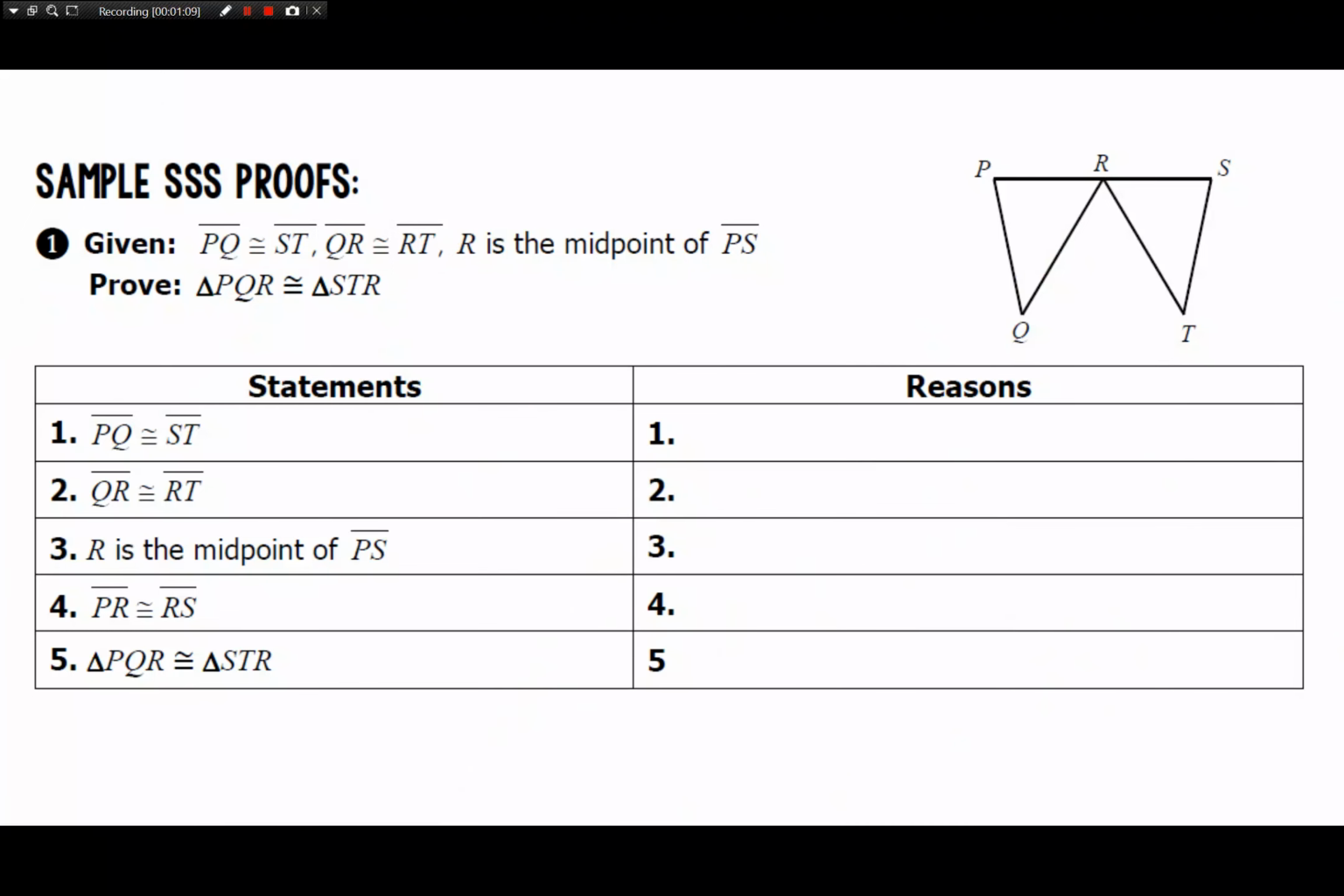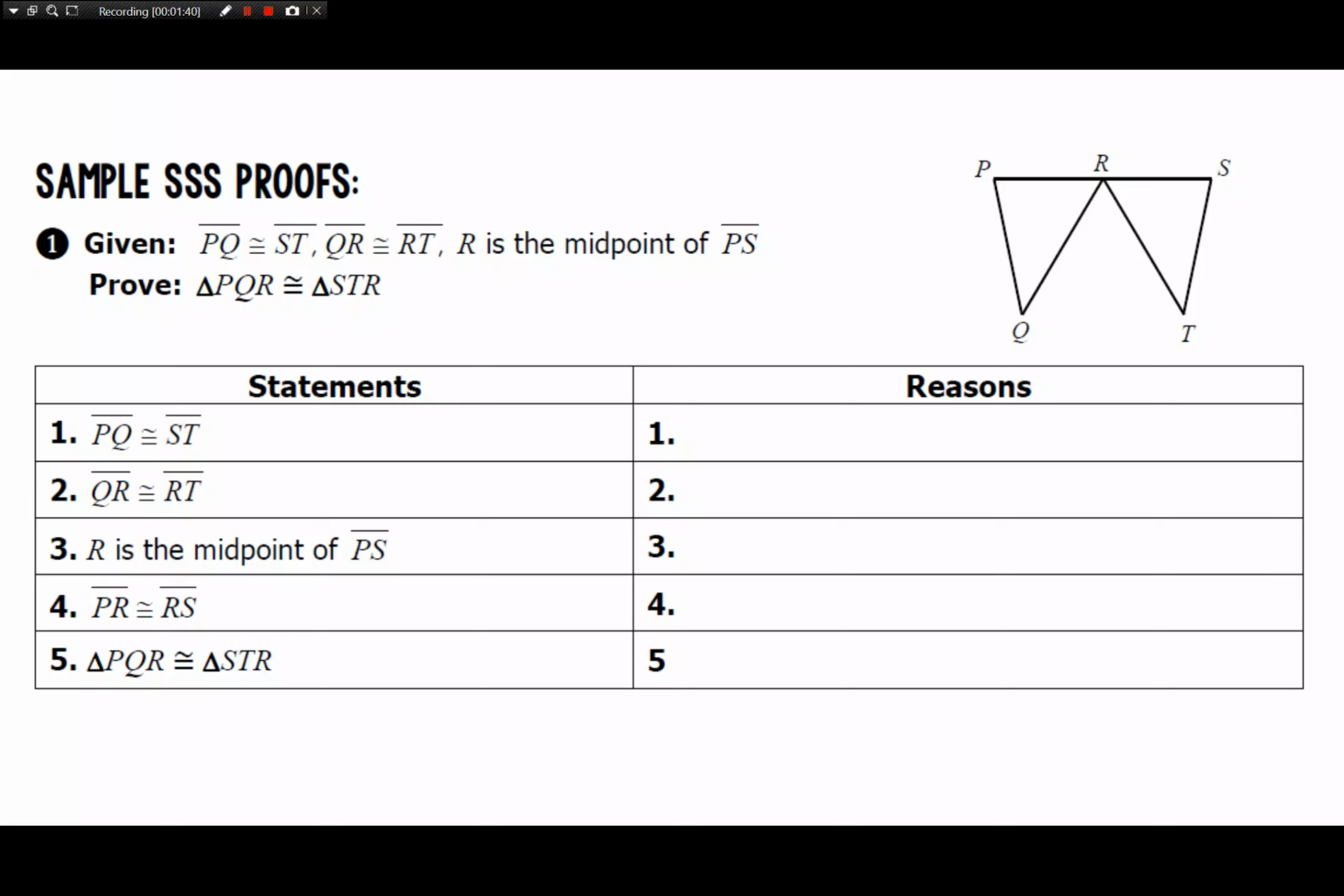Looking at example 1, we're given that segment PQ is congruent to segment ST, segment QR is congruent to segment RT, and R is the midpoint of segment PS. What we're trying to prove is that triangle PQR is congruent to triangle STR. First thing you need to do whenever we do any of these proofs is to mark your picture so we can see which way we're actually going to go to get our solution.